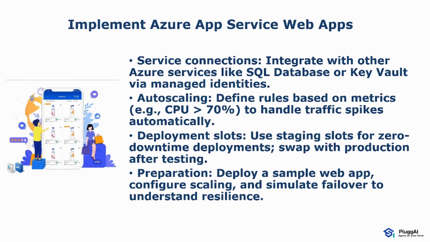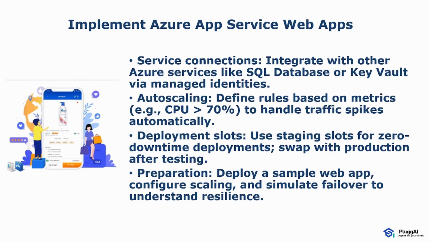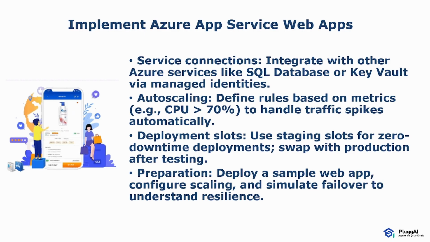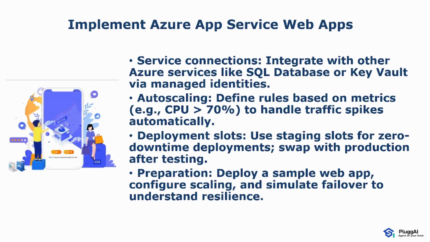It's best practice. Quick hands-on tip. Go create a simple .NET or Node app, deploy to App Service, set up a staging slot, push a change, like change the background color, swap, and watch it go live without a blip. Do that once, and you'll never forget how powerful it is.